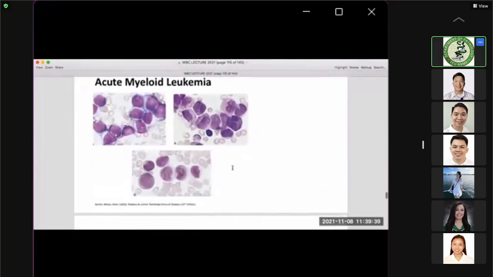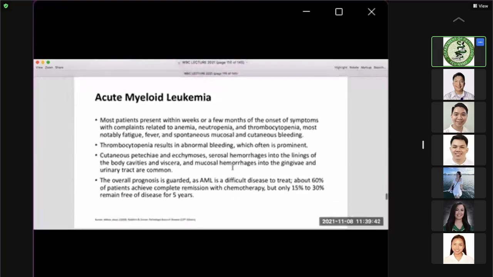Okay, so we have acute myeloid leukemia, so myeloid series tayo. Most patients present within weeks or a few months of the onset of symptoms. Ang complaints, kasi involvement ng bone marrow ulit, are anemia, neutropenia, and thrombocytopenia, just like what we have mentioned for the other types of neoplasm. With thrombocytopenia, of course, abnormal bleeding ulit, meron mga petechial hemorrhages, chemosis, serosal hemorrhages, okay?